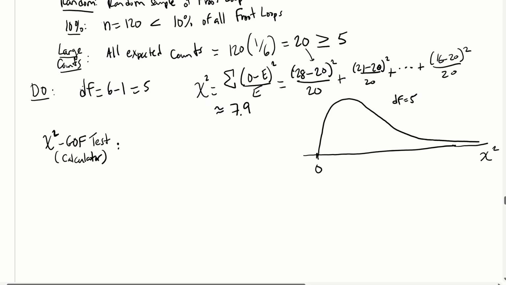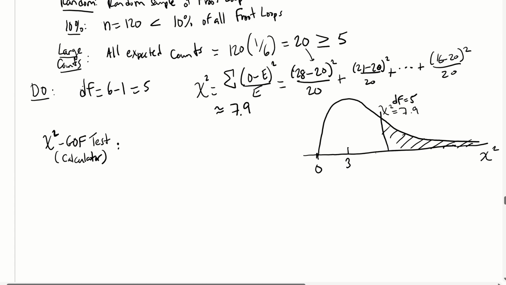So that means the mode is at 3 right here, and we're going to label ours 7.9. So 7.9 is not that far from here, it's like right here. We're going to shade to the right, and that's our p-value.